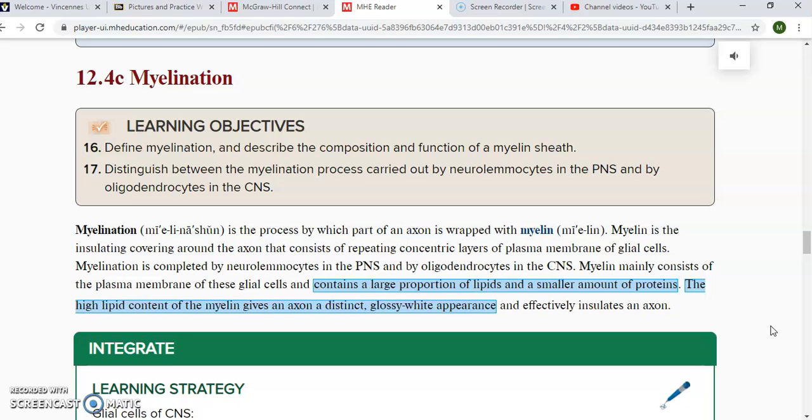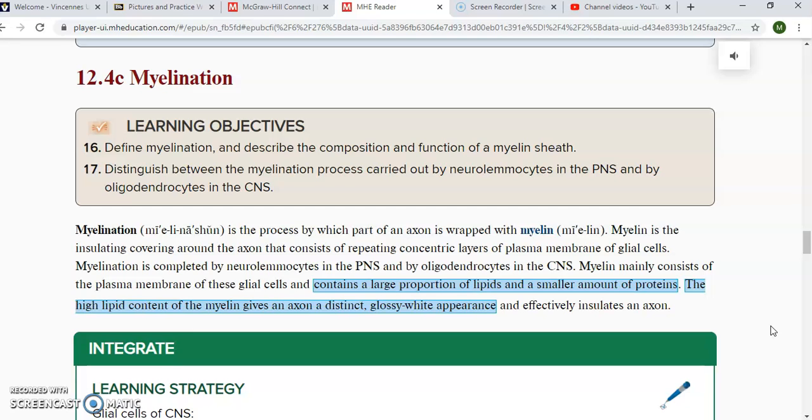The myelin is primarily lipids, made up of lipid molecules. There are some proteins too, but it's mainly lipids. Because it has that high lipid content, it appears white.